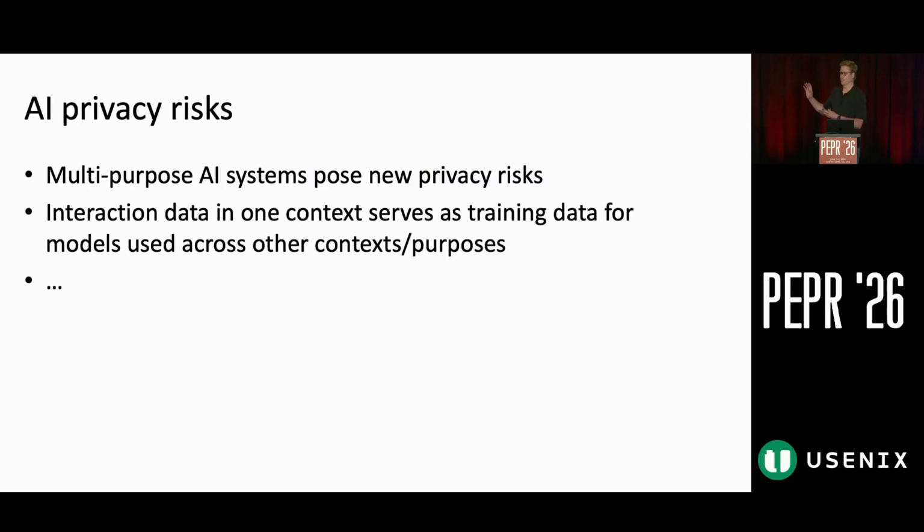And this is like the placeholder AI privacy risks slide. I think all of us are aware of the many risks that come with AI systems when it comes to privacy. And one of the issues we're facing is that often data generated in one context may be used in other contexts, in particular when we talk about multi-purpose AI systems.